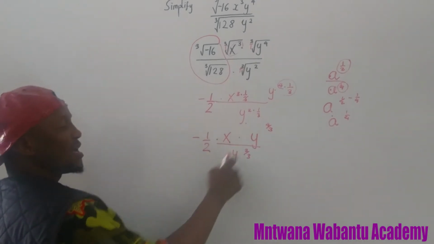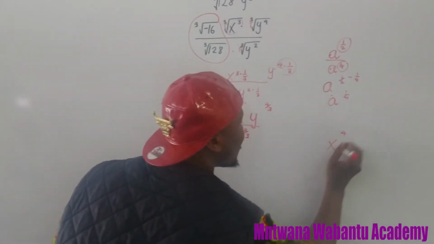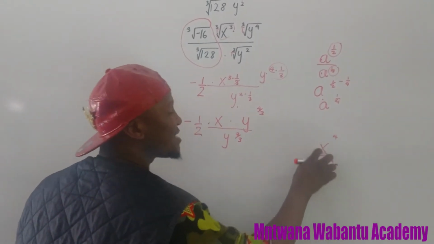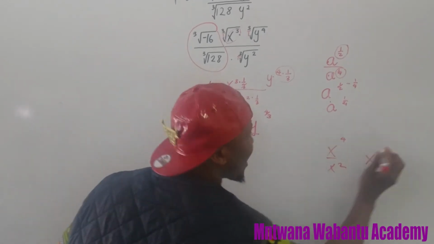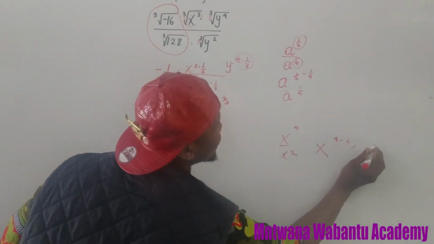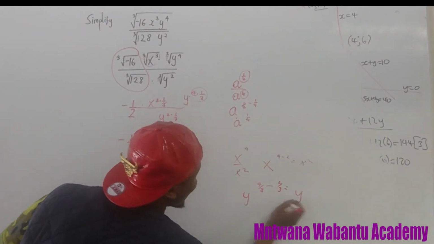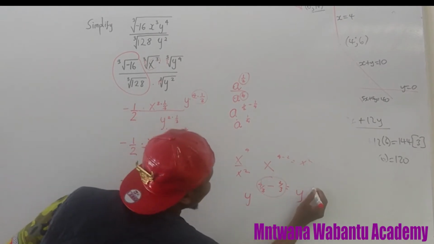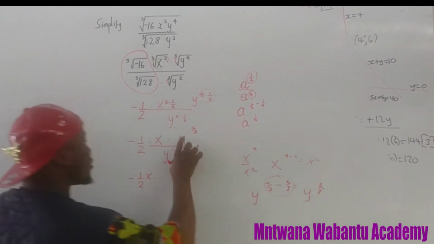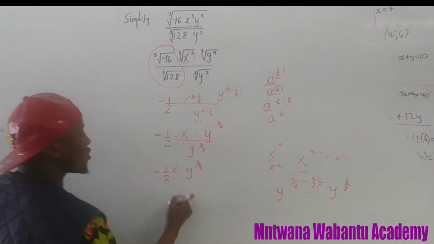The bases are the same. If the bases are the same in division, for example, somebody gives x power 4 over x power 2, you write only one x, and you take the top power minus the bottom power. It's going to be 4 minus 2. So for y, it's y, and then 4 over 3 minus 2 over 3. Put it in the calculator, you're going to get 2 over 3. So when you put this together, it's going to give you y power 2 over 3. So the question is done.